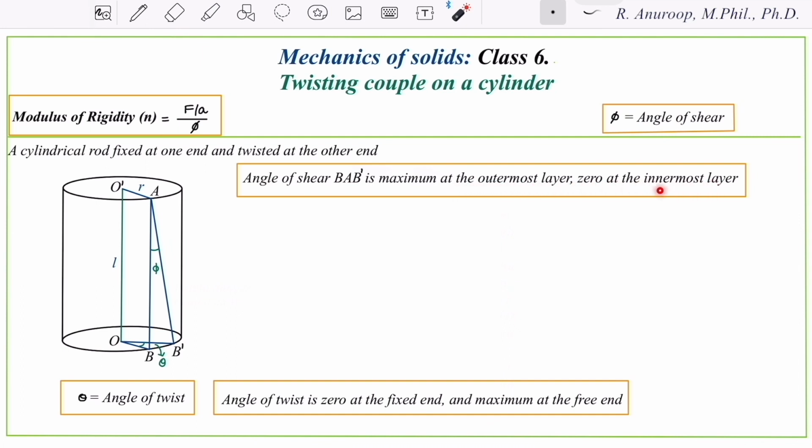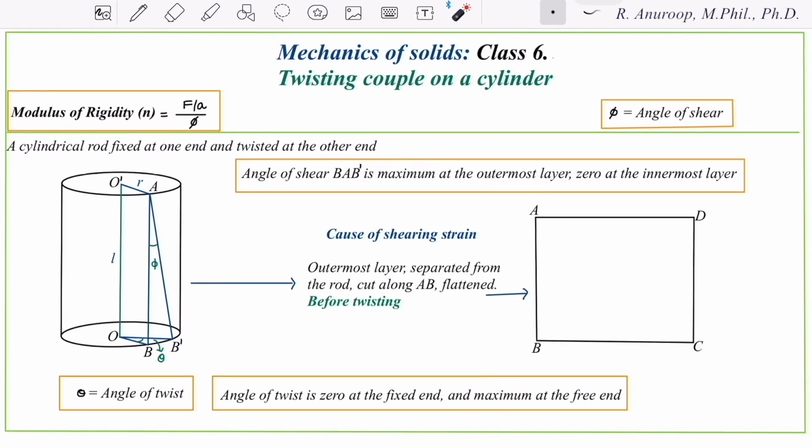Here theta is the angle of twist and phi is the angle of shear, and the rigidity modulus is F by A divided by phi. Phi is the angle of shear.